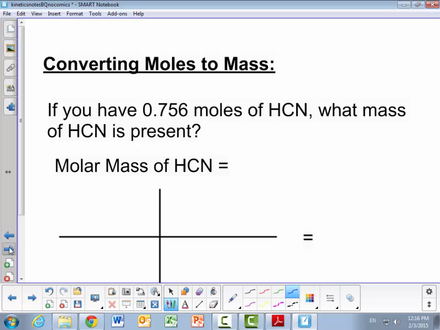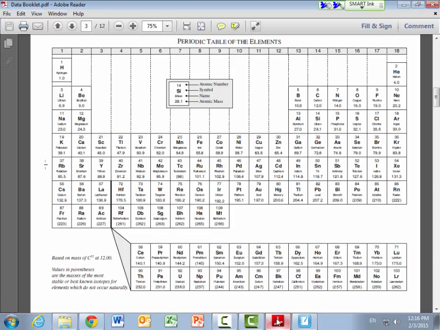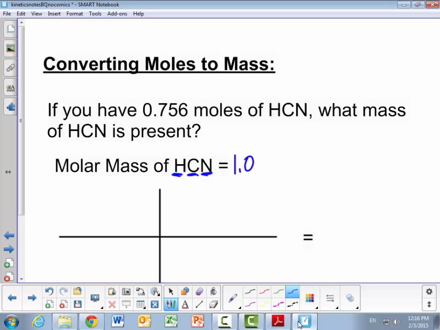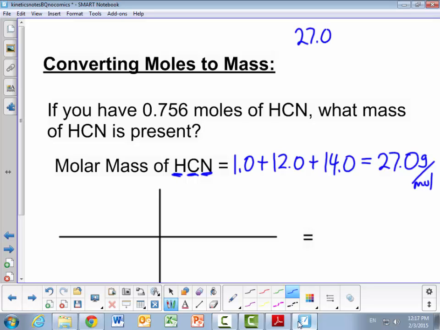So the molar mass of HCN, we have 1 H, 1 C, and 1 N. So if we go to our periodic table and look up H, it's 1.0. Look up C, it's 12.0. And N is 14.0. So we're going to add an H, a C, and an N. And that equals 27. But because these were off the periodic table, we have our sig figs to the 10th. So it's 27.0 grams per mole. Now if I wrote that as a fraction, it would either be like this or like this.